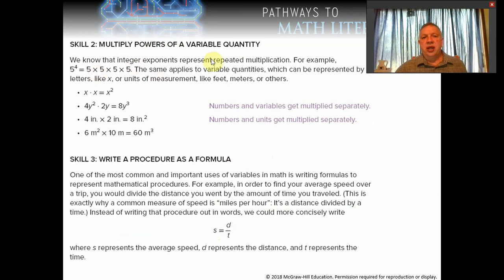We know that integer exponents represent repeated multiplication. For example, if I write 5 to the 4th, that means I want to do the operation 5 times 5 times 5 times 5. That number itself, multiplied by itself 4 times. Sometimes I just don't know the number. You remember the variables. I don't know what this number is yet. Sometime in the future, somebody's going to tell me what x is, or I may be able to calculate that value. But this means x times x, and that's x squared.